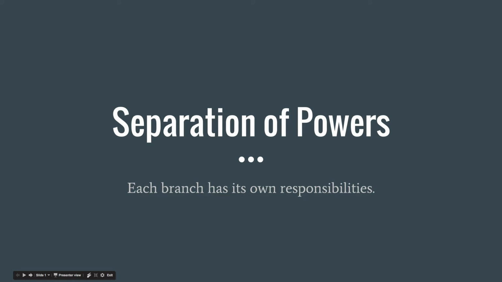This principle is separation of powers. Basically the idea that every branch of our federal government has things that it is responsible for and it alone. And if you go back to the earliest form of American government, it wasn't always this way.